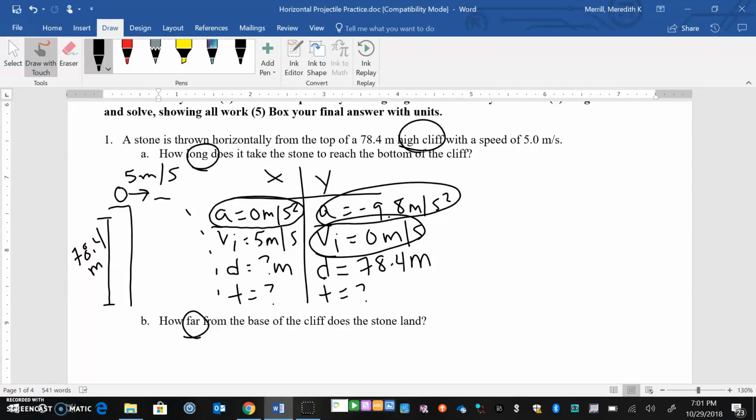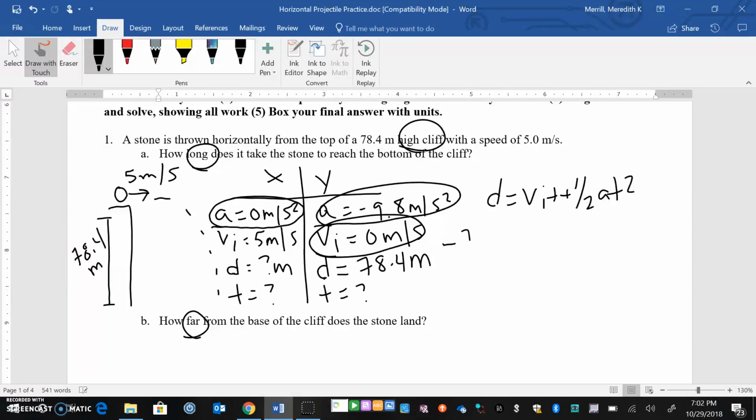I'm going to look at my x and y chart and pick the side that has the most information to start. I'm going to use the y side because it only has 1 unknown, whereas the x side has 2 unknowns. I'm going to take everything on the y side and plug it into an equation: d is equal to v_i t plus 1/2 a t squared. I can't mix and match, so I'm just going to use everything on the y side.